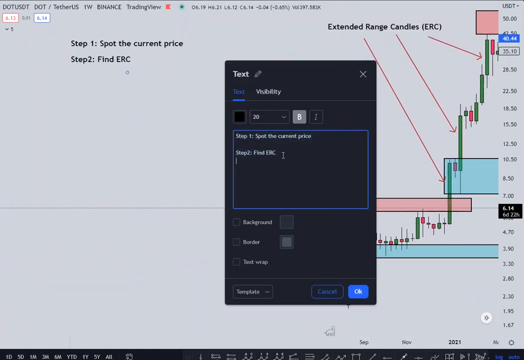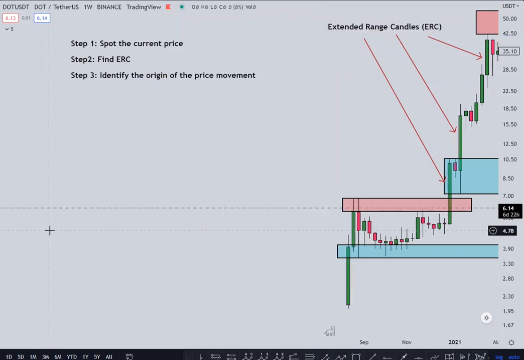And step number three: identify the origin of the price movement. Finally, in this step, you need to identify the origin of the price movement on a chart.